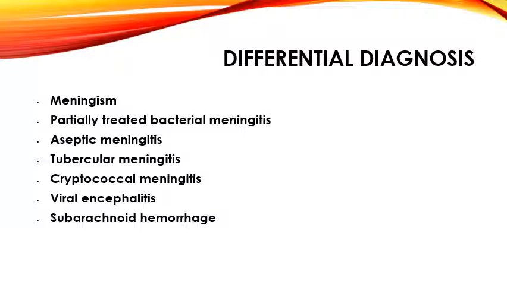Cryptococcal meningitis is usually seen in immunocompromised patients and you have to treat it likewise. Viral encephalitis has to be differentiated from bacterial meningitis because the line of management in both of them is different. Subarachnoid hemorrhage.